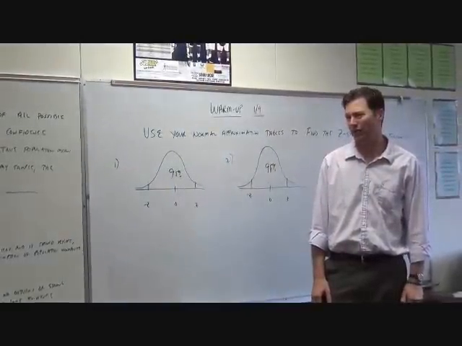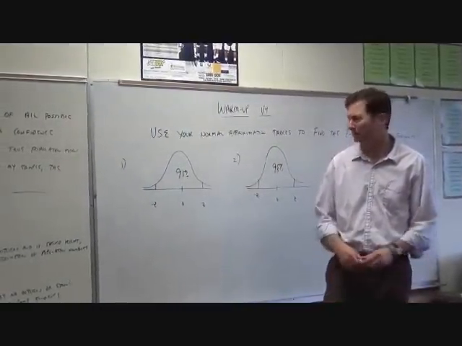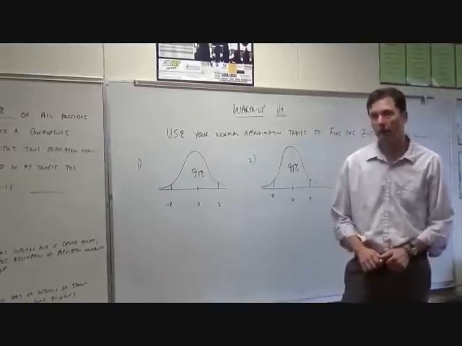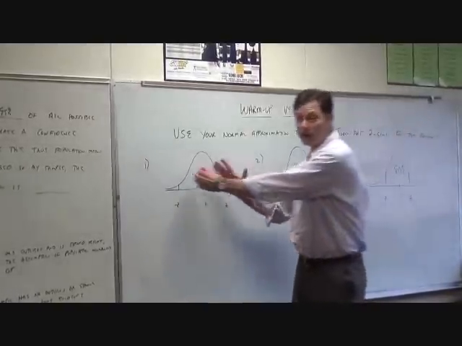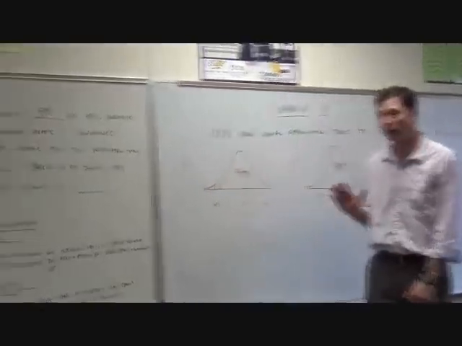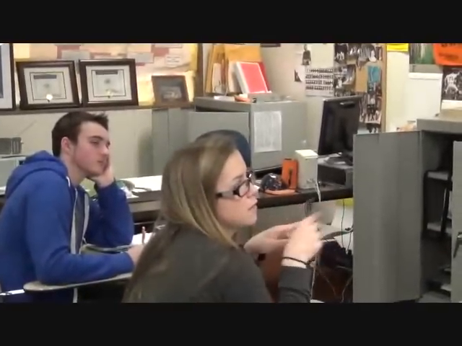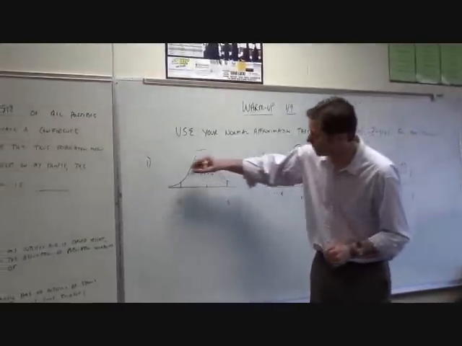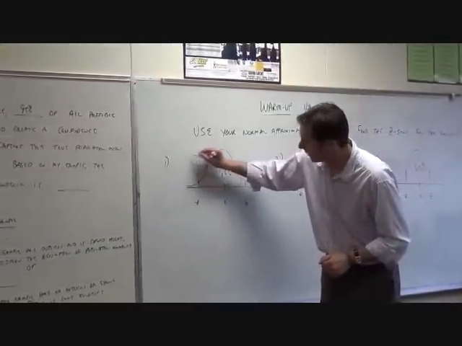Okay, Annika, what'd you do? Let's figure this out. Well, I know that there's 100% total. So you have 95 in the middle, so it must be 2.5 on each side. There's 5% on the outside, which means there must be 2.5%. Remember, a normal curve is symmetrical. There must be 2.5% on both sides.